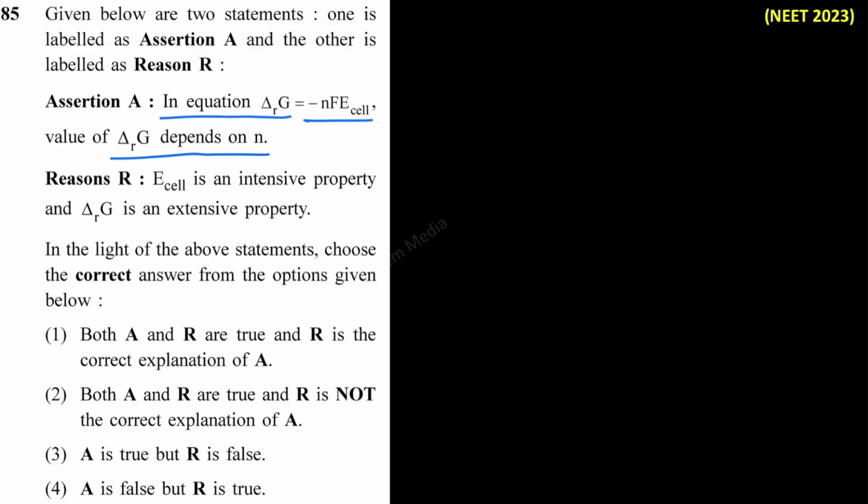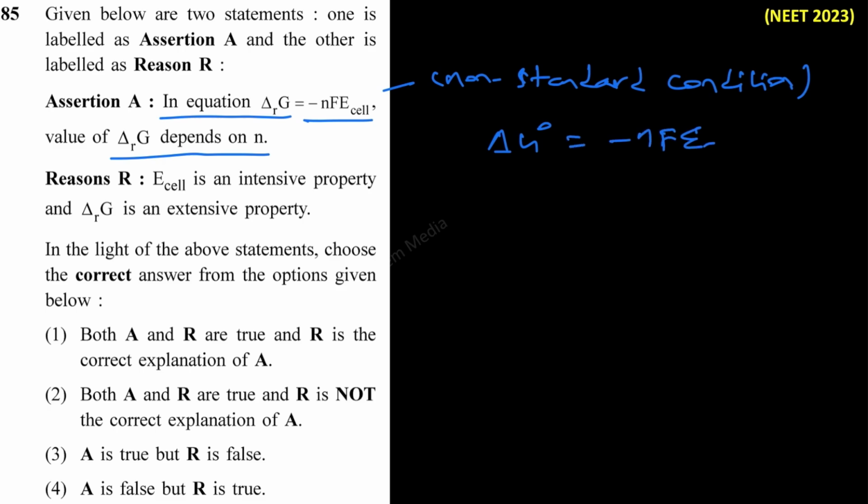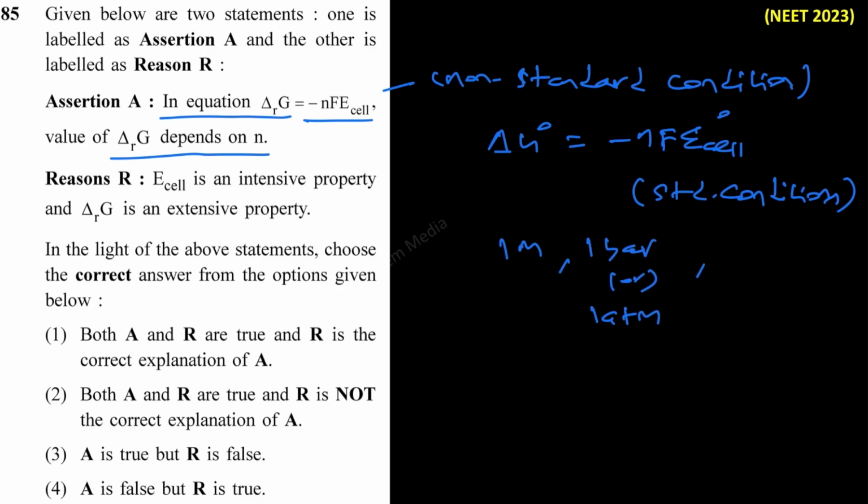First of all, we need to understand that here it is mentioned as non-standard conditions, isn't it? We know that delta G standard is equal to minus nFEcell standard. That is for standard conditions, which means 1 molar solution, pressure is 1 bar or 1 atm, and the temperature is 298.15 K. That is for standard conditions.